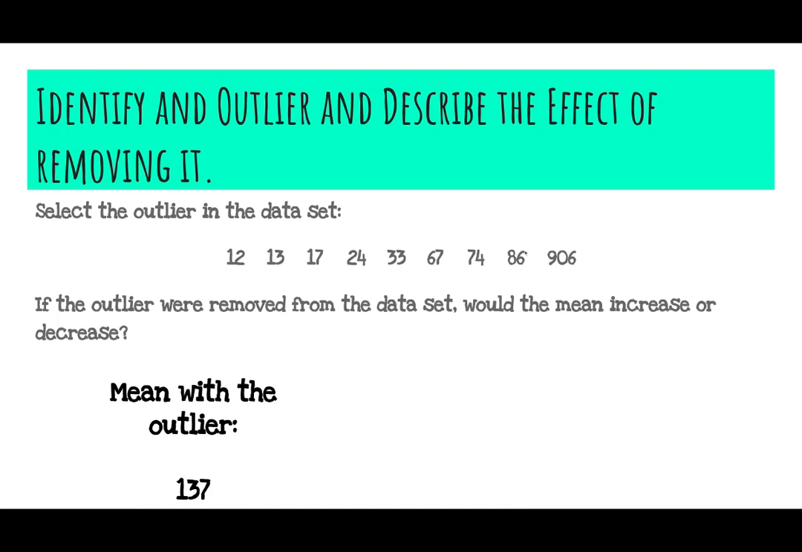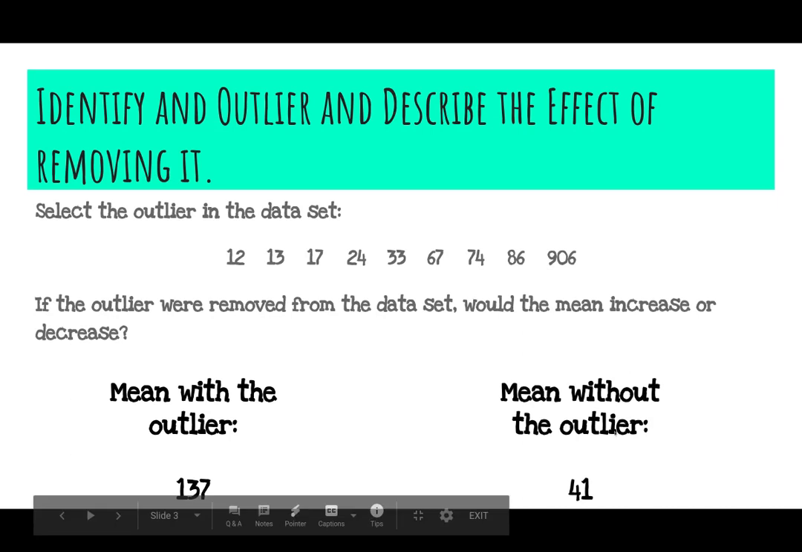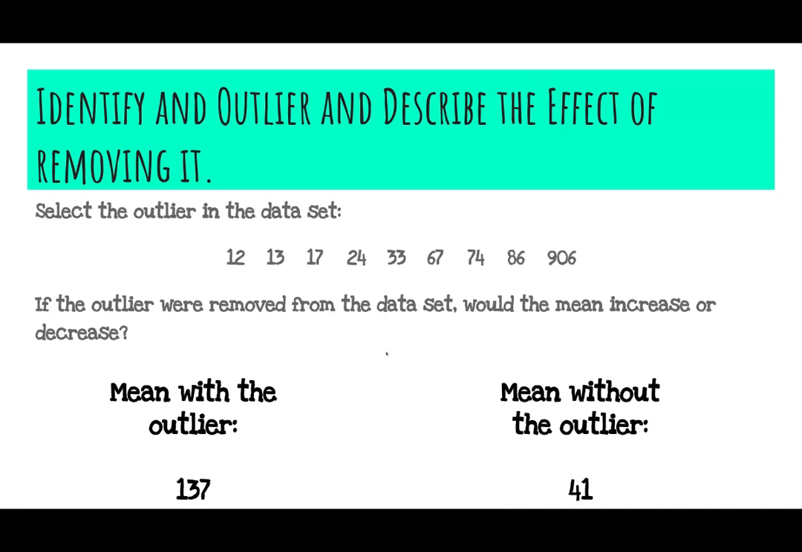So now if I take out that outlier of 906, we would add up 12 to 86 and then divide by 8, because there are going to be 8 numbers. The mean without the outlier would be 41. So we can definitely tell that if the outlier is removed from the data set, the mean would definitely decrease.